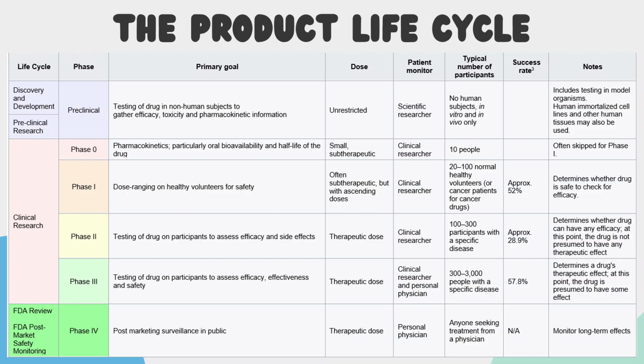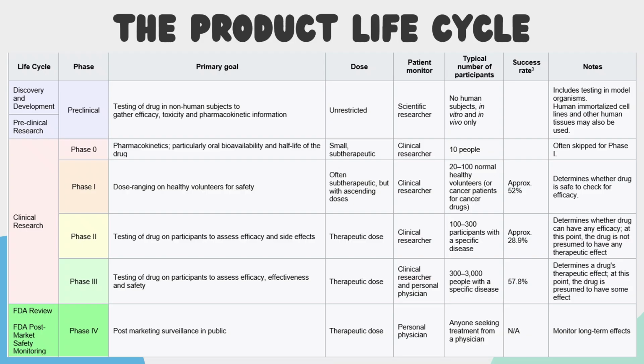Still no human testing, but deeper evaluation happens here. We assess efficacy, toxicity, and pharmacokinetics. In short, how the drug works, how toxic it might be, and how it behaves inside the body. Next, clinical research. This is where humans finally get involved, and it's divided into multiple phases.